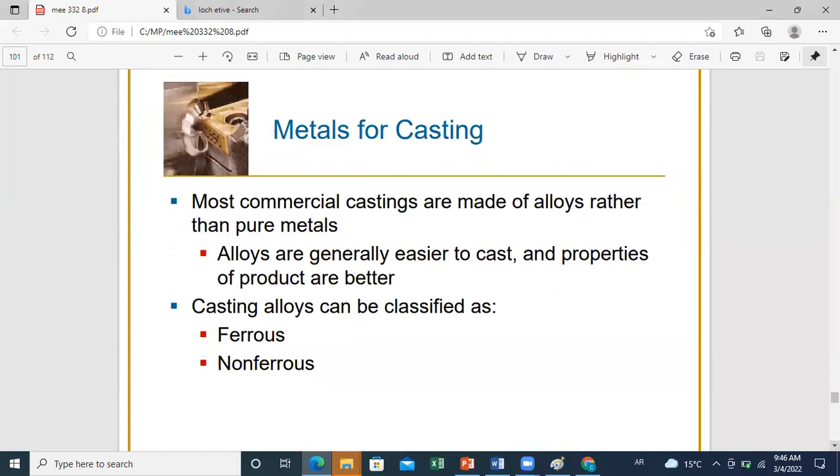Now, what are the metals used for casting? For most commercial casting, we use alloys rather than pure metals because, as we said, with alloys we can play more with the properties and we can have better final mechanical properties of our system. In addition, alloys are easier to cast and the properties of the product will be better. We have several casting alloys that can be used, and we already discussed ferrous and non-ferrous alloys at the beginning of the course. Both can be used in casting.